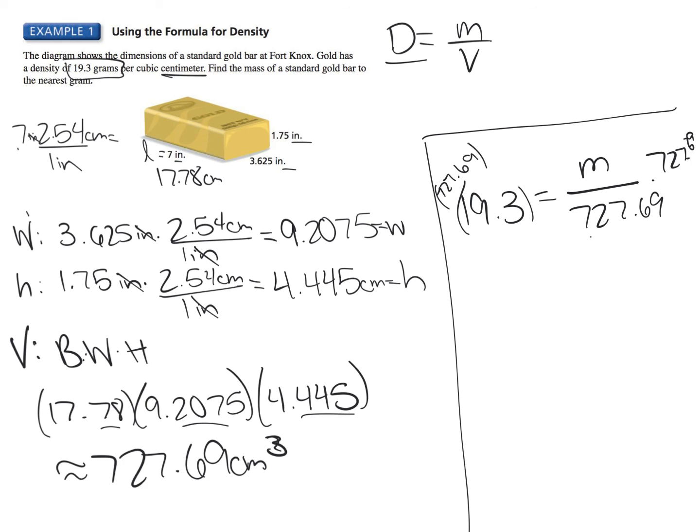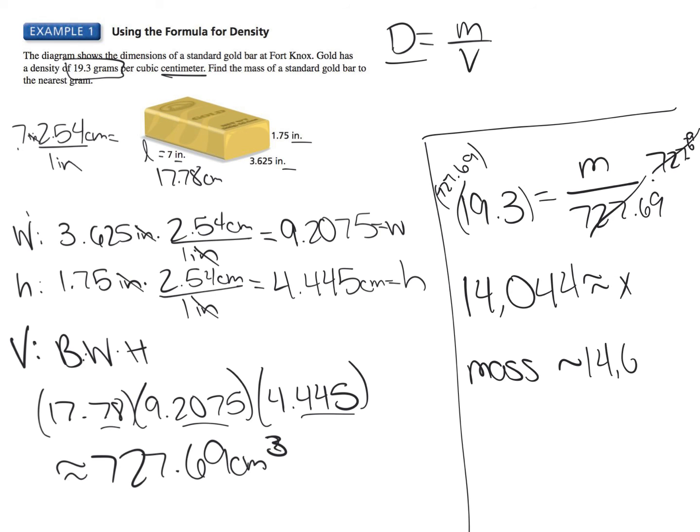Multiply them. That cancels on the right-hand side. On the left-hand side, you get, rounded, 14,044 is approximately X, which means our mass is approximately 14,044 grams.